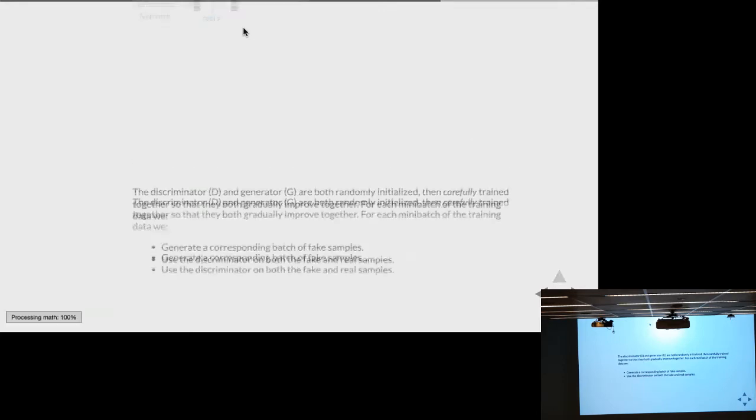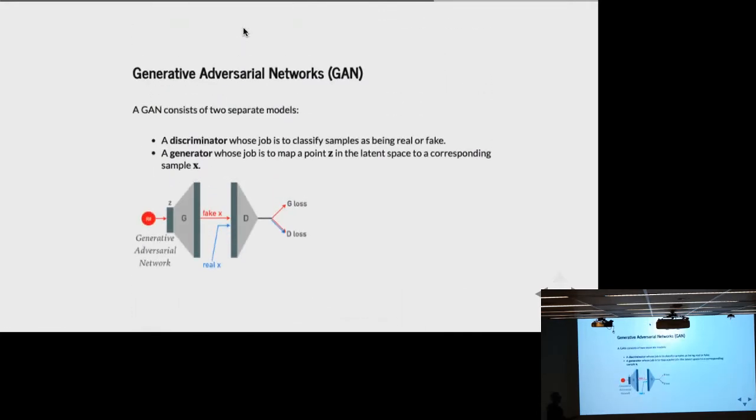So we're going to randomly initialize both of these networks, the discriminator and the generator, and then we're going to have to carefully train them together so that they both gradually improve together. For each mini batch of the training data, we're going to generate a corresponding batch of fake samples, and then use the discriminator on both the real and fake samples. So I've got a mini batch of data; I feed it in here and ask the discriminator, is it fake or not? And then I also generate a same size mini batch of completely random generated data. Those are fakes, and I'll ask the discriminator the same question.